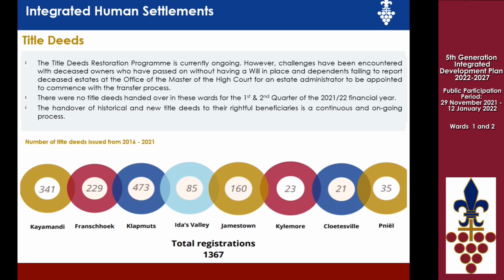Then just looking at the various numbers of title deeds that have been handed over from 2016 to 2021: 341 for Kayamandi, 229 for Franschhoek, 473 for Klapmuts, and Arders Valley 85, Jamestown 160, Kylmore 23, and Cluttersville 21, and finally Pniel 35. Total of 1,367.